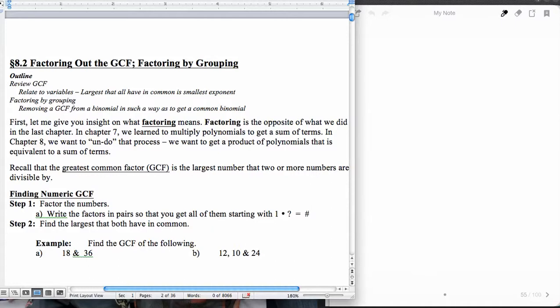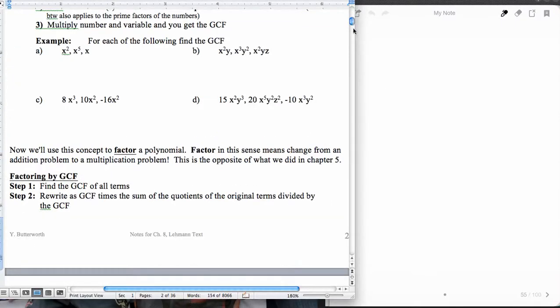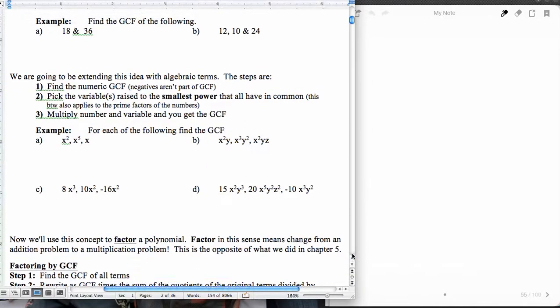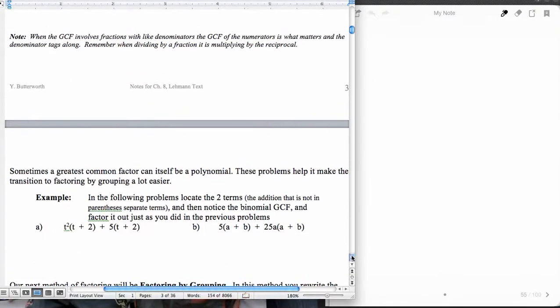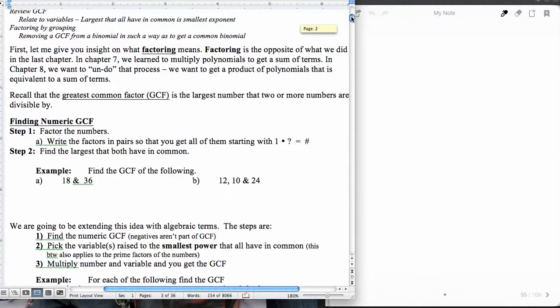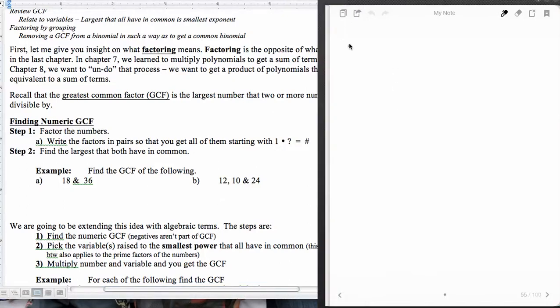They're divisible by. So finding a numeric GCF, let's just very quickly review that process. In finding a numeric GCF, remember that we are going to find all the factors of a number, and then we are going to write the largest that they both have in common. Now, there are other ways to do this, but this is the way that will keep us from being confused with a least common denominator, which is what I want to avoid.